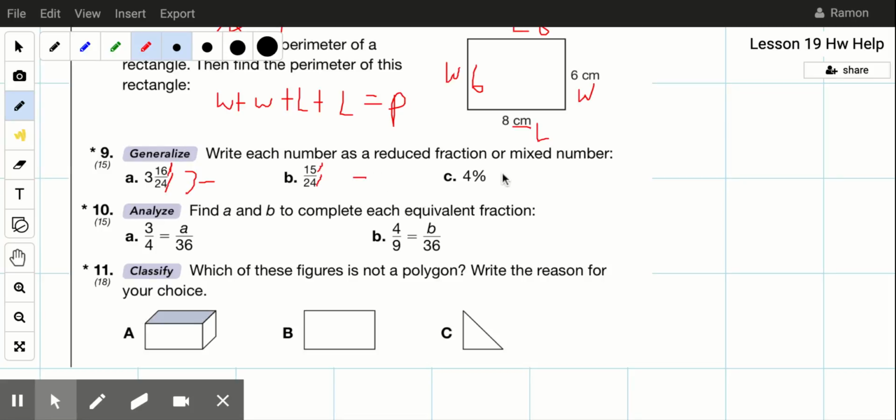Now for percentages, recall that all percentages are already fractions out of 100. So once you have your fraction over 100, you just simplify by the greatest common factor.